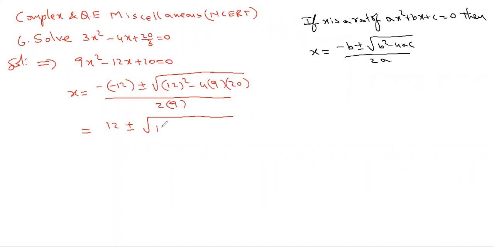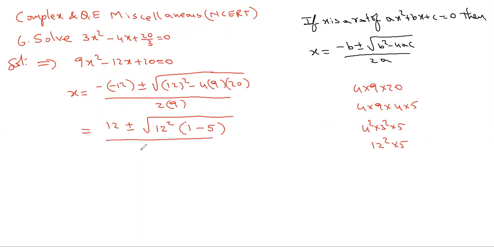In these two, if you take the 12 square common, it is 1 minus 5, I think, because 4 into 20 is 4 into 5, 4 square, 3 square, 4 3 is 12 square. You can write 4 into 9 into 20 as 4 into 9 into 4 into 5. So this is 4 square into 3 square into 5. This is 12 square into 5. That's how I took the 12 square common, by the 2 into 9.